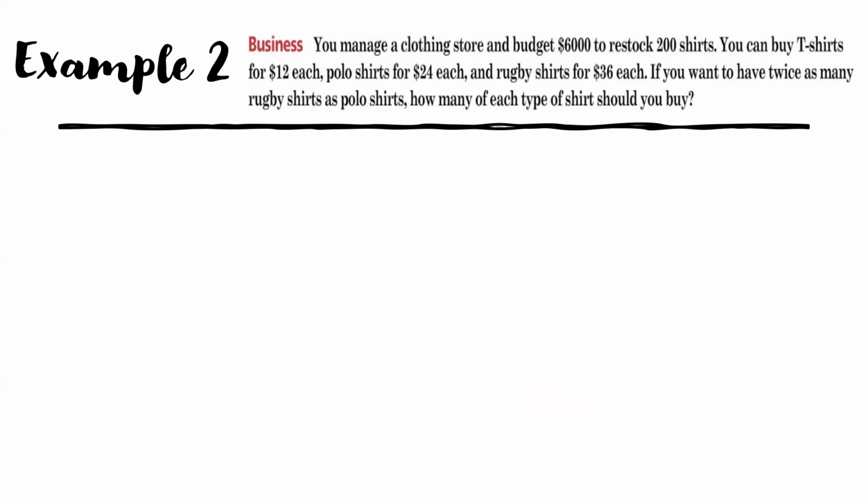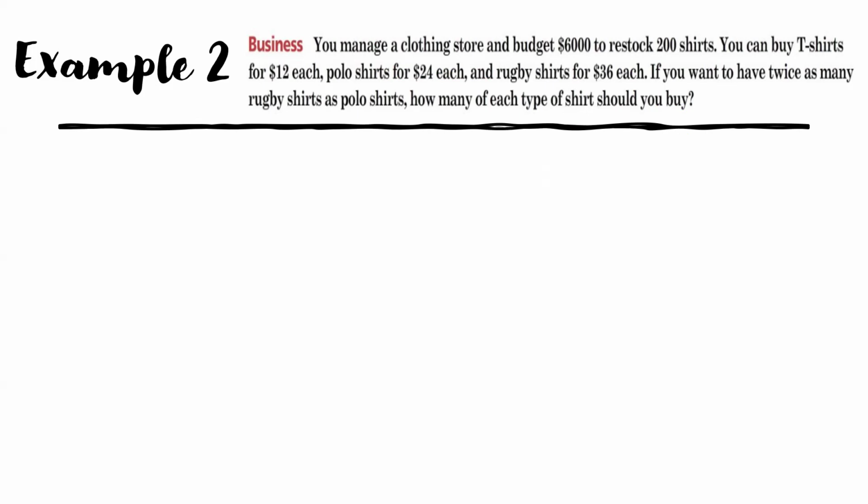All right? So you manage a clothing store and budget $6,000 to restock 200 shirts. You can buy t-shirts for $12 each, polo shirts for $24 each, and rugby shirts for $36 each. If you want to have twice as many rugby shirts as polo shirts, how many of each type of shirt should you buy?